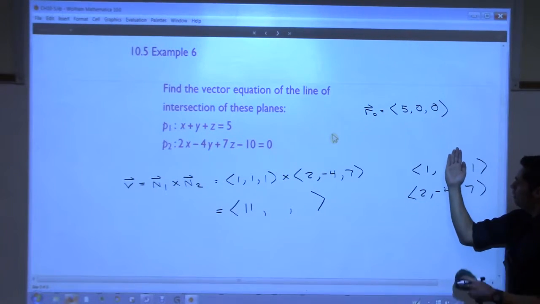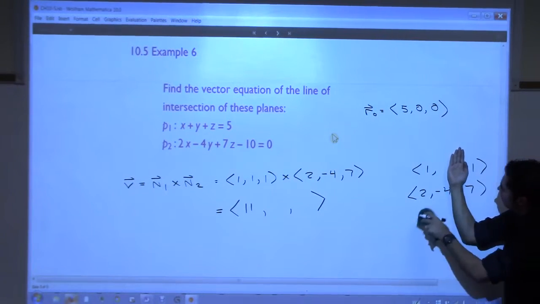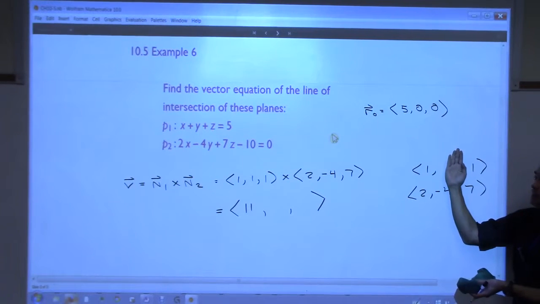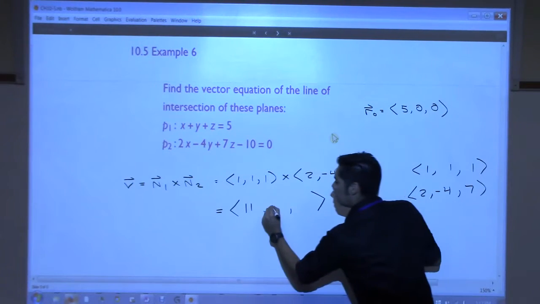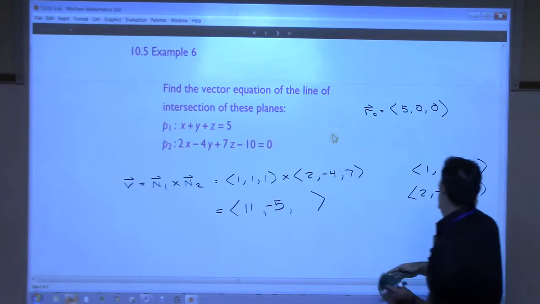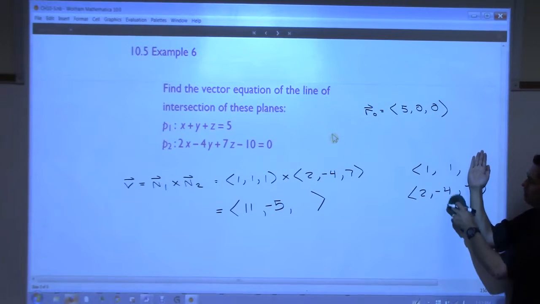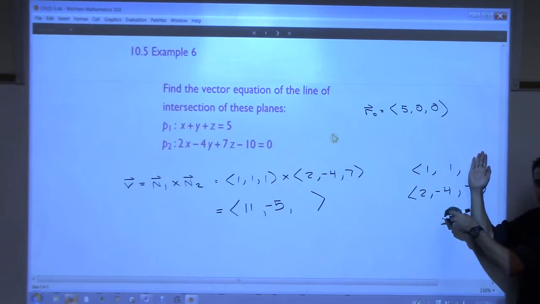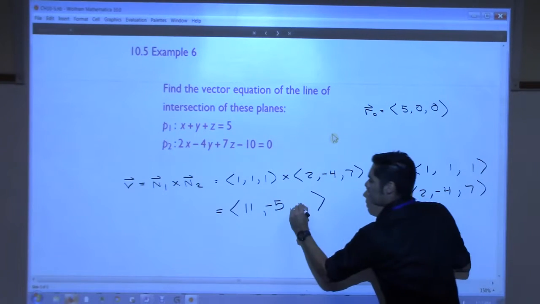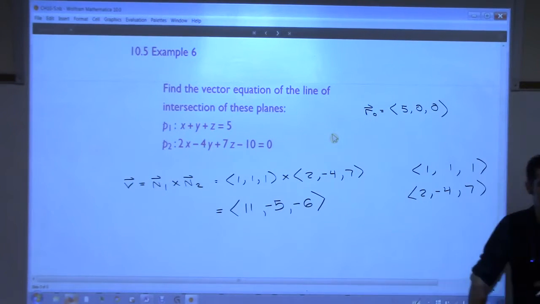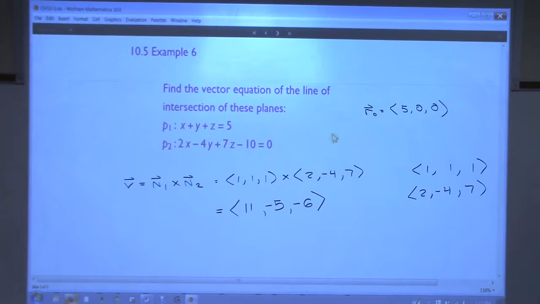Okay, cover up this one. Let's see. 7, take away 2. That's 5. But then change the sign. So negative 5. And then this one. Negative 4, take away 2. Negative 6. Don't change the sign. Just leave it. That's it. That vector should be pointing in the same direction as our line.